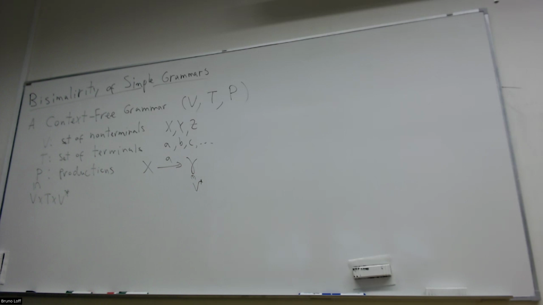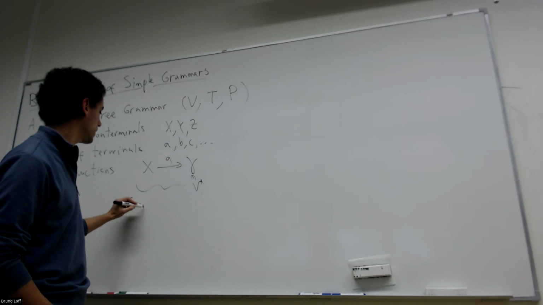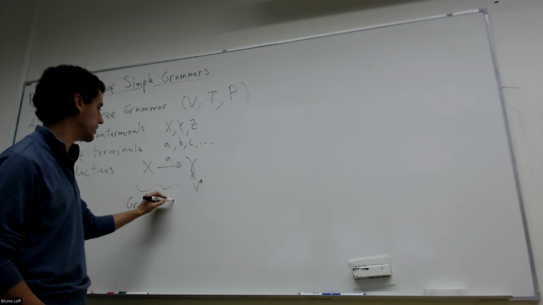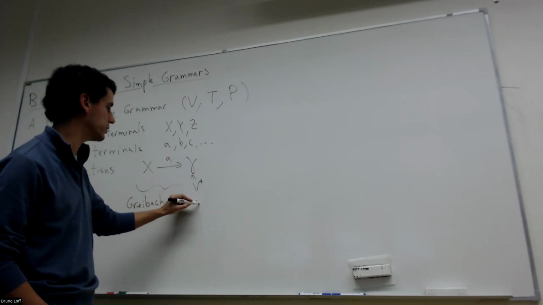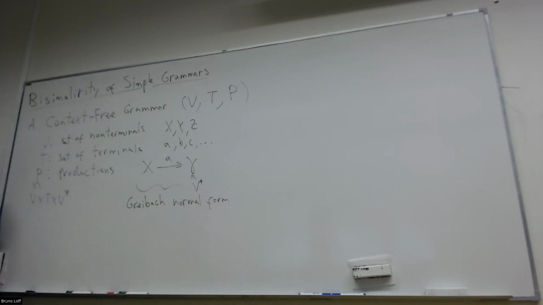So, I'm skipping some details, but this is the grammar represented in this normal form. This is what we call Greibach normal form, and essentially I'm skipping over the details, but you can convert any context-free grammar into this form.